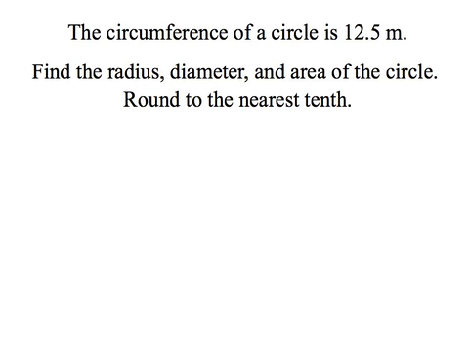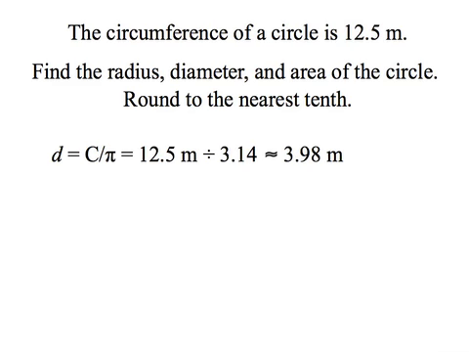Here's a problem that doesn't even have a picture. We're just given that the circumference of a circle is 12.5 meters. And our job is to find the radius, the diameter, and the area of this circle. And we're going to round it to the nearest tenth. So the circumference divided by pi is equal to the diameter. So we'll plug that in, and we'll use 3.14 for pi. And when we do that, we get 3.98 meters. We're going to leave it to the nearest hundredth now and round off at the very end to the nearest tenth. And by using 3.98 in subsequent calculations, we should eliminate something known as round-off error.